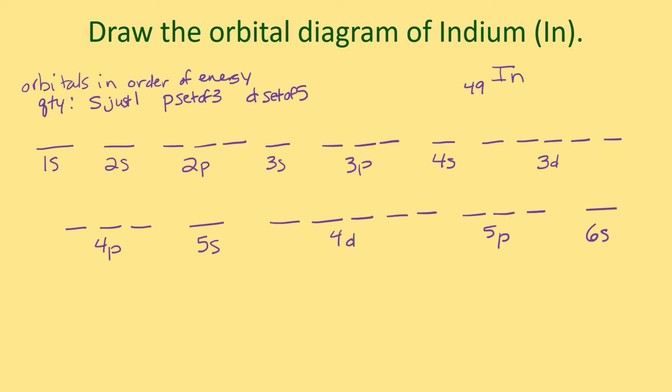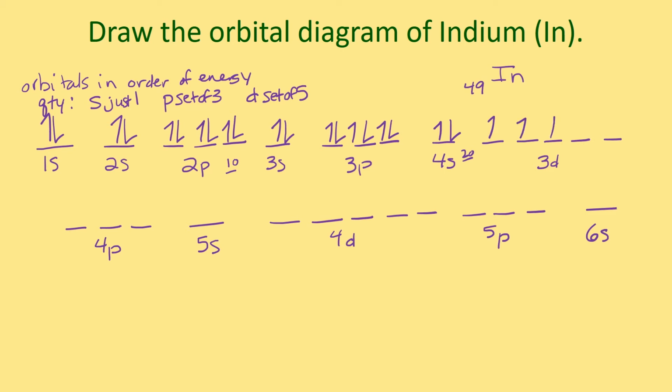So now I just count up to 49. Starting at the 1s, we have 1, 2. Then 2s is 3, 4. Moving on to the 2p, again, we're going to just put 1 in each orbital. 5, 6, 7, 8, 9, 10. Now they're paired up. So I have a total of 10. Sometimes I like to keep track of how many I've got so I don't lose count. Moving to the 3s, 11, 12, 3p, 13, 14, 15, 16, 17, 18. 4s is 19, 20. Keep track that I'm up to 20.